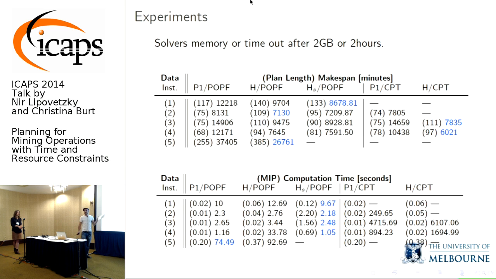The nice result here is something that we expected to see. If we solve the heuristic MIP, we should get a better makespan, which means that the MIP is slicing the space where the planner is searching and is putting the planner in a better space.